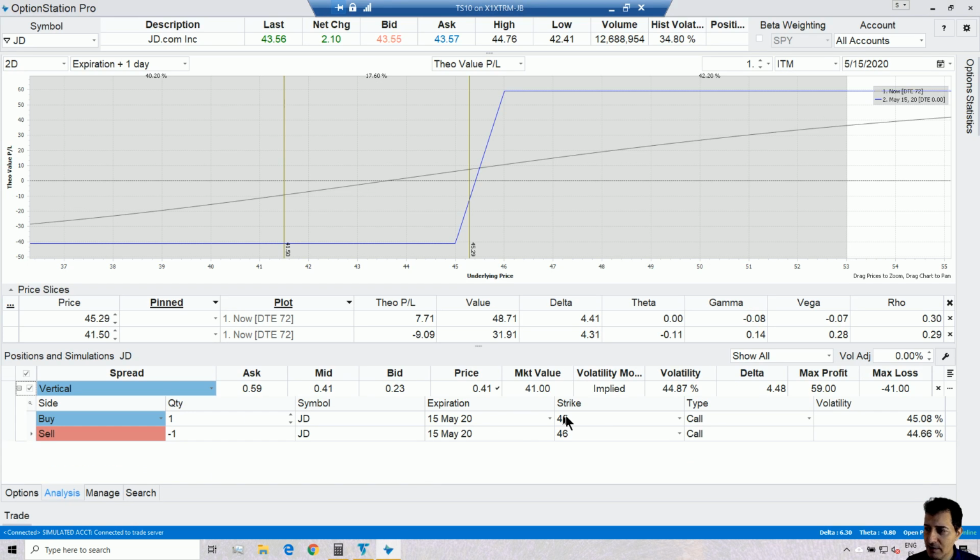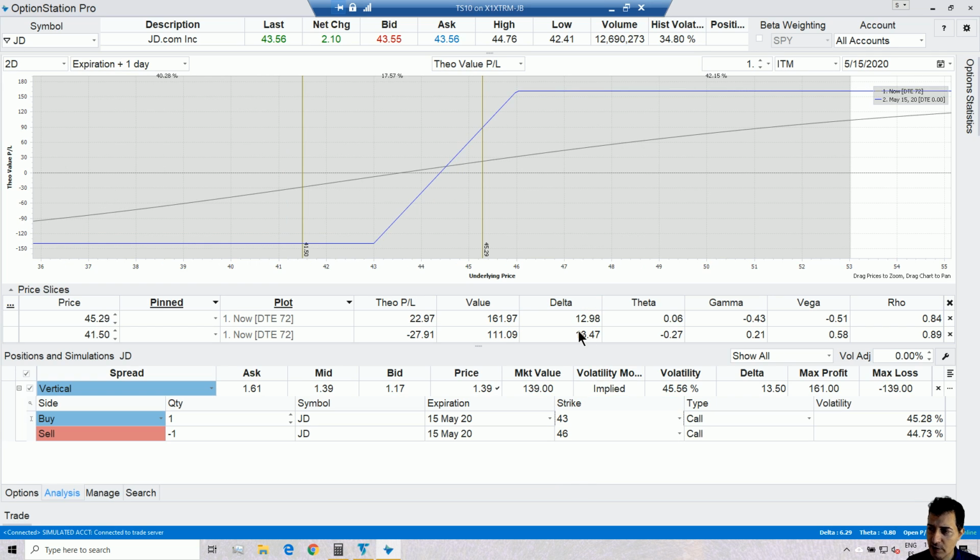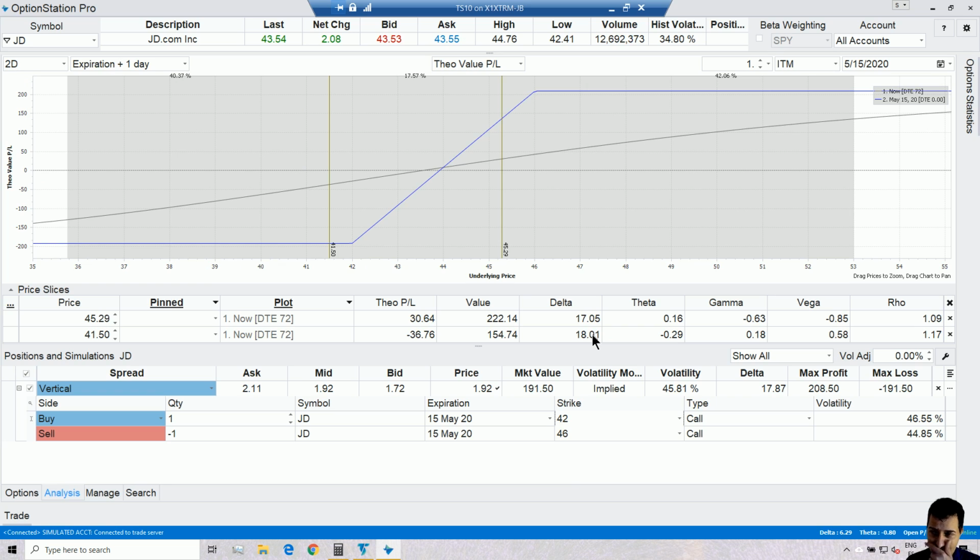So let's see what happens if from 45 I drop it to 44. Okay, now my delta is 8. What if I drop it to 43? Now my delta is 13. What if I drop it to 42? Now my delta is 18. Okay, well, looking good, but I never achieved my goal of having a delta of 30.